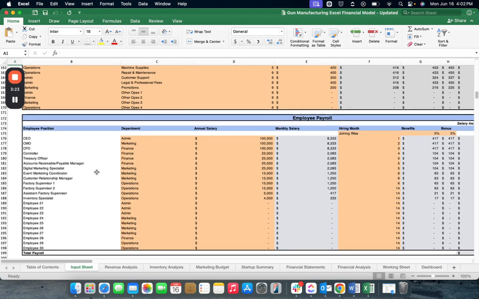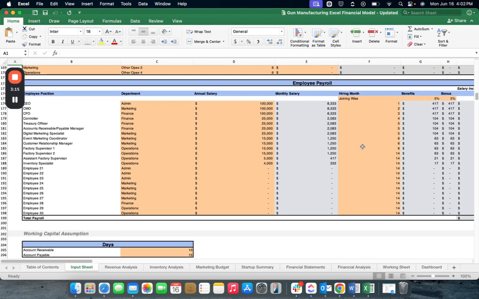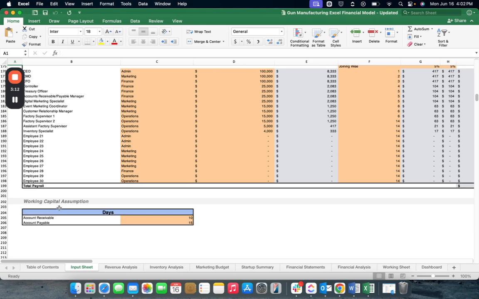Then we have employee payroll data, like the list of all employees, their annual salary, their monthly salary, and their hiring months as inputs. Then we have working capital assumptions, like account receivable days and account payable days.